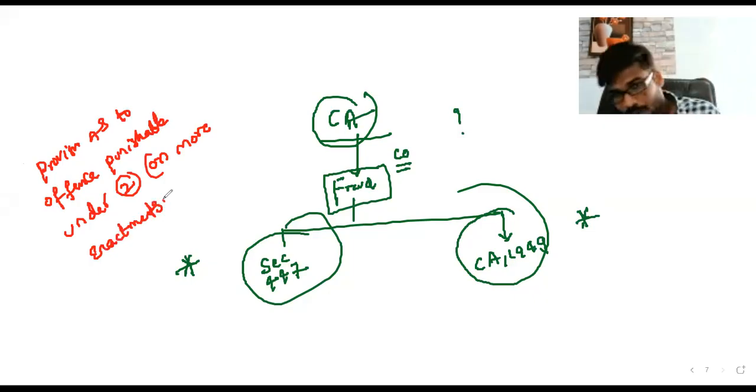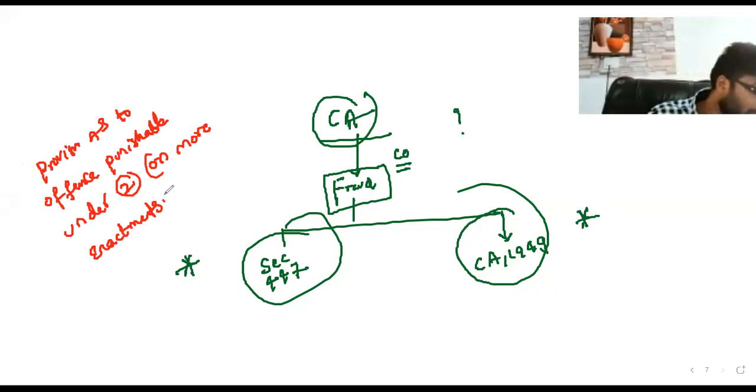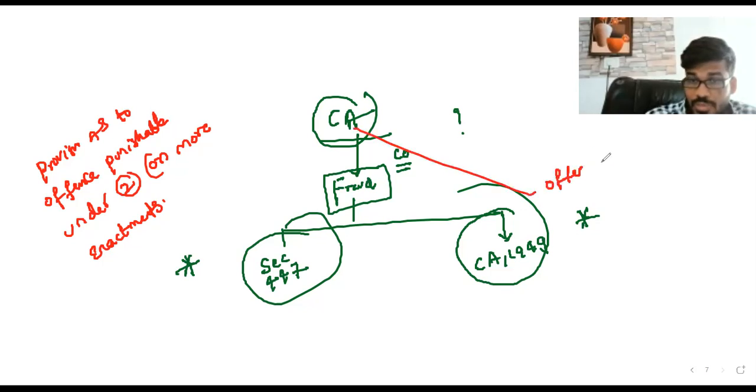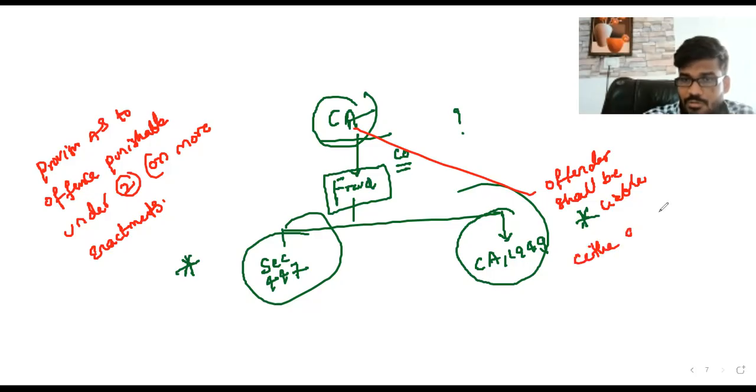So whenever you have committed an offense that is punishable under two or more enactments, the offender shall be liable to be prosecuted and punished under either or any one of those enactments.